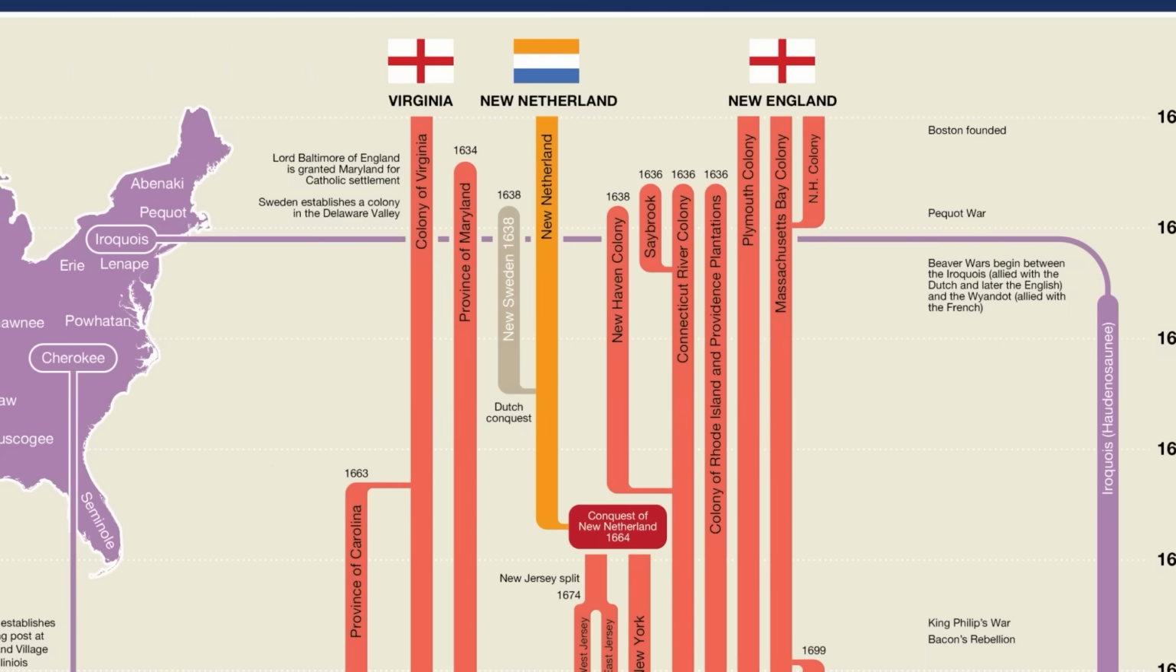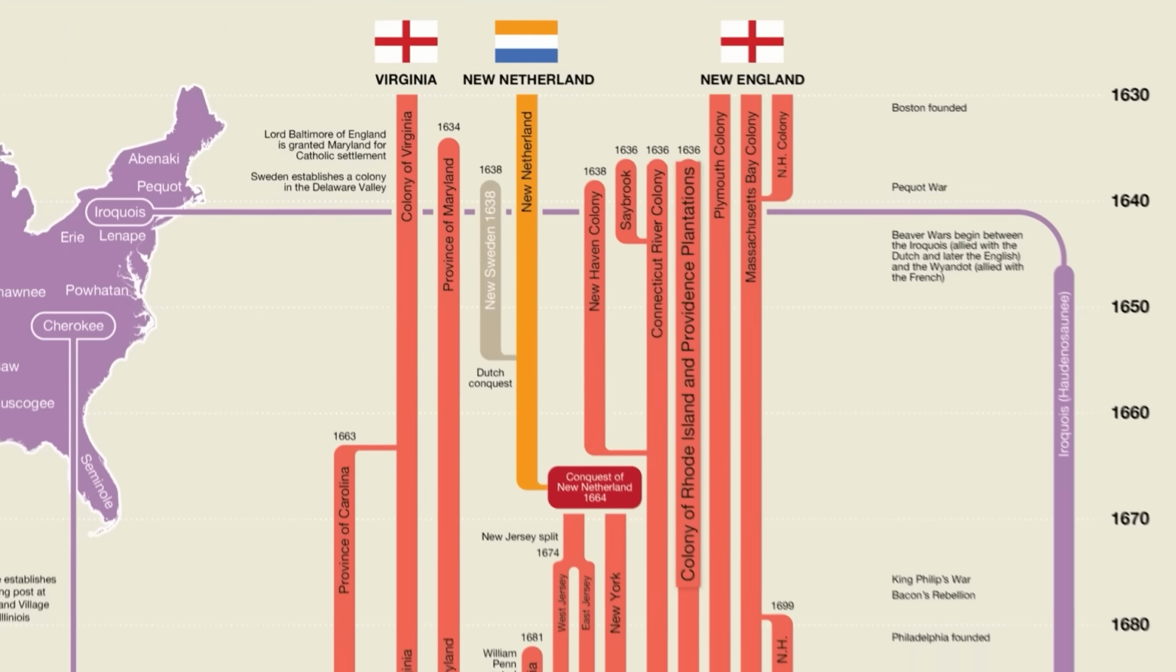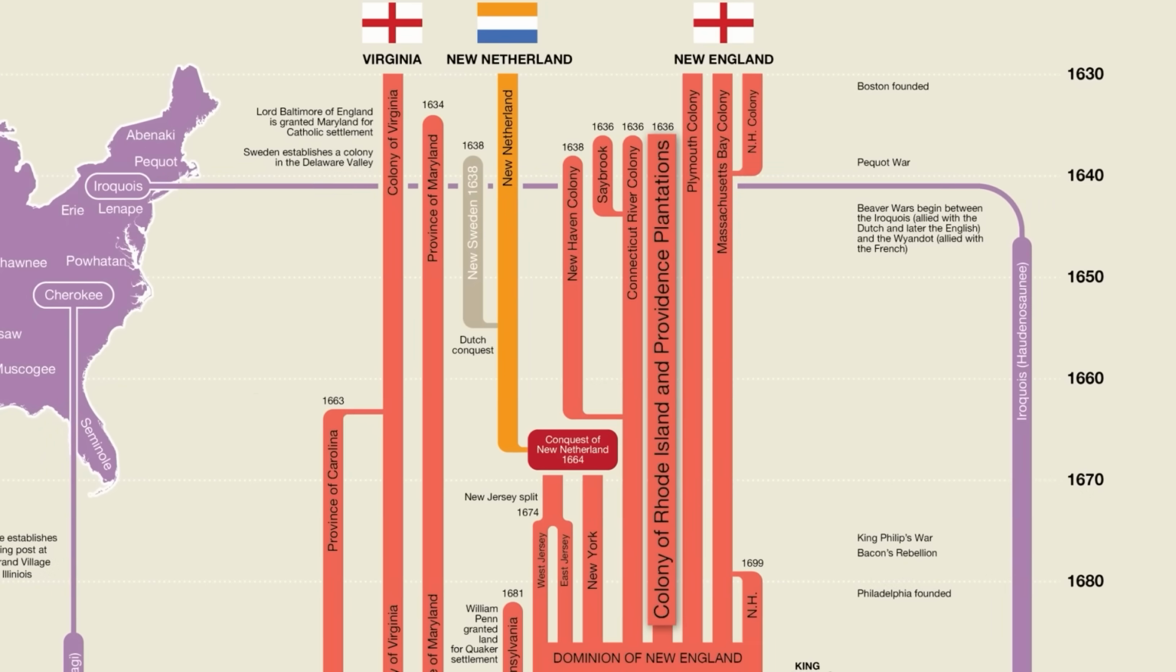In the South, Virginia was joined by the province of Maryland, which was granted for Catholic settlement, and in the North, all kinds of new colonies were established. The ones at New Haven and Saybrook eventually merged with the one at Connecticut River, and together they became known simply as Connecticut. The one at Rhode Island, however, remained separate, which is why Rhode Island today is the smallest of the 50 states.